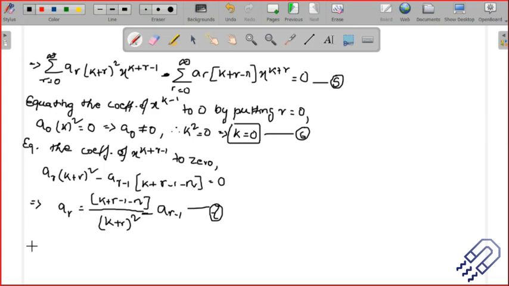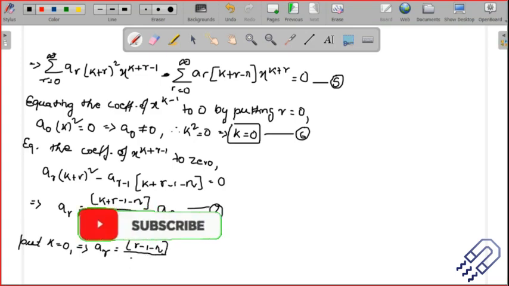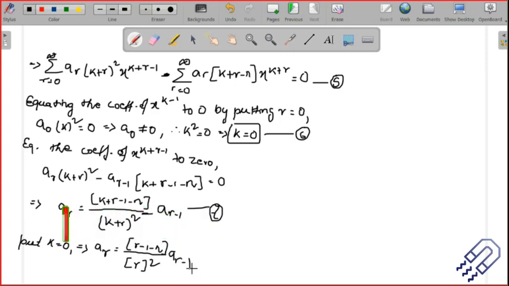So we know the value of k already, so we can say put k is equal to 0. This will actually imply that a_r is equal to, k is 0, so this is (r minus 1 minus n), and at the bottom it is r square into a_(r-1), right? So we can actually use this relation, okay? It becomes simpler. We can in fact take out this minus sign also, and then we can just write it down as n plus 1 minus r, but anyway we're not going to do it right now.